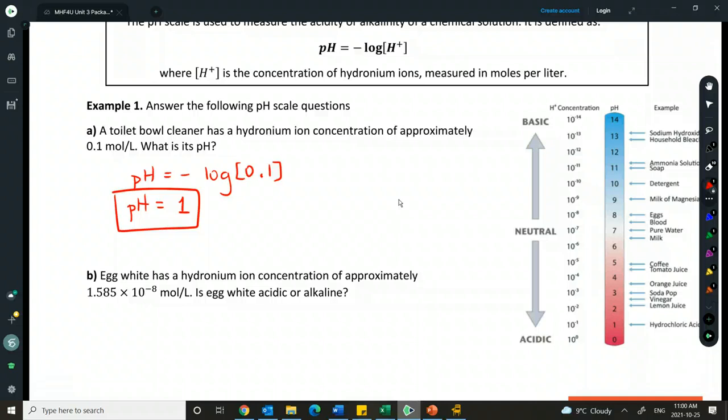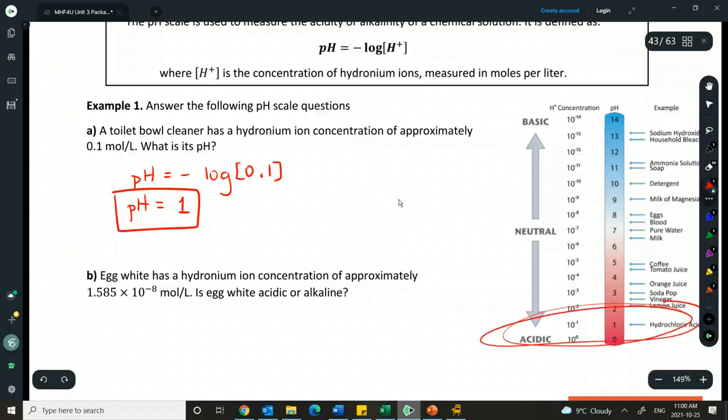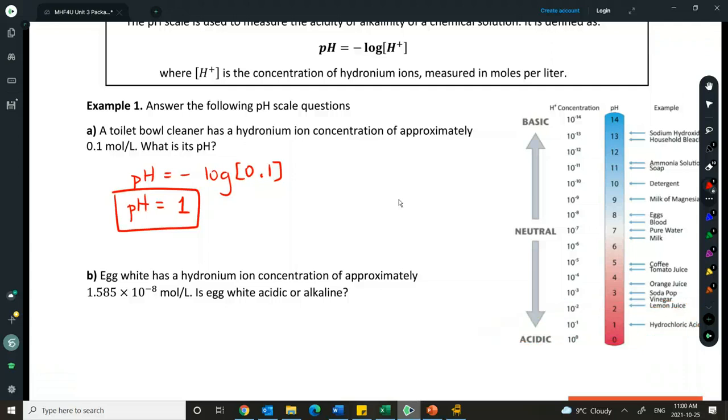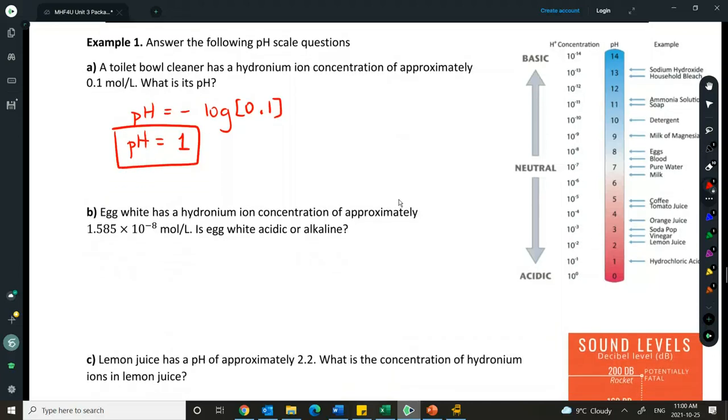Okay, so obviously that tells us that our solution is very, very acidic. So far, so good? Not too bad, right, Esther? Okay. Egg white has a hydronium ion concentration of approximately 1.585 times 10 to the negative 8 moles per liter. Is egg white acidic or alkaline?